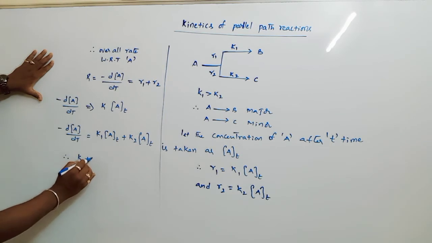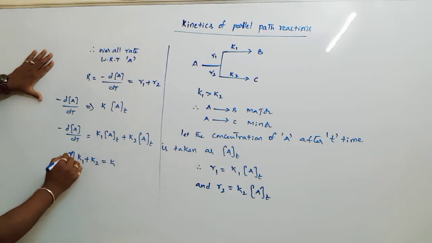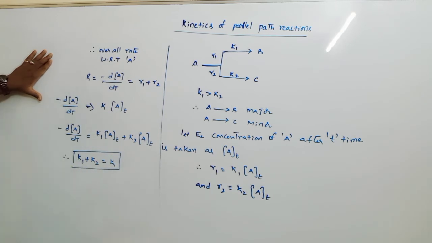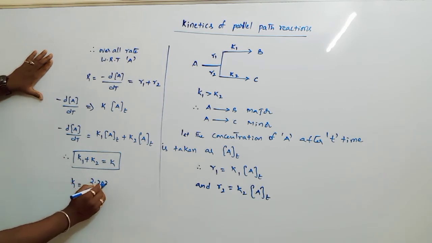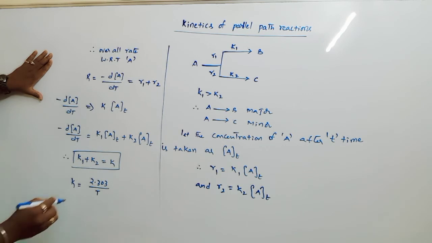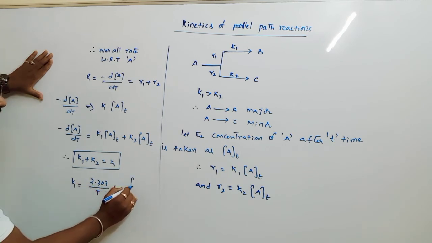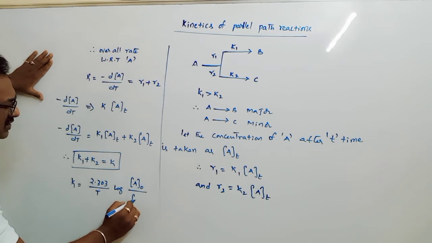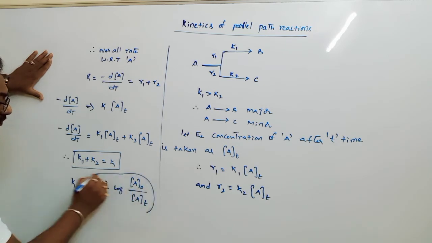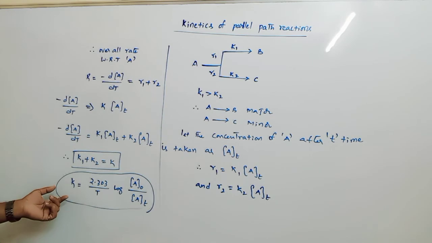Therefore K1 plus K2 can be written as K. For a first order reaction, K is equal to 2.303 by T log of the initial concentration of A by the concentration of A after T time. Here K is the overall rate constant of this first order reaction.